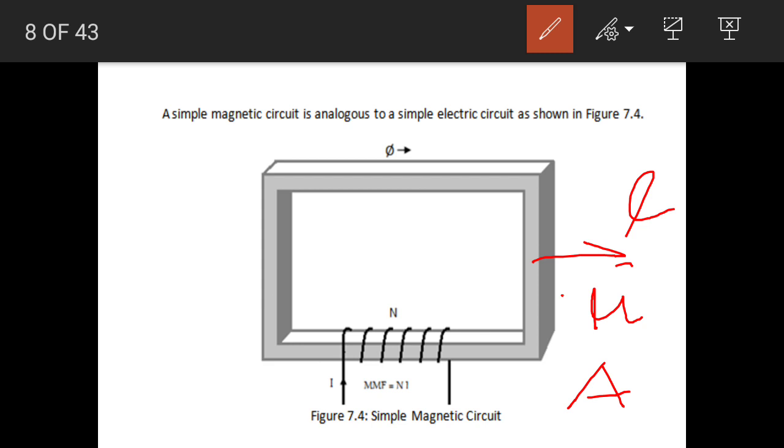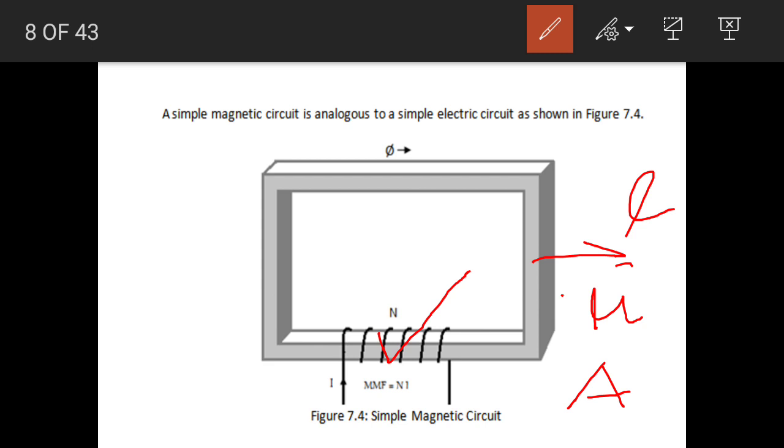So you see, we consider a rectangular ring over here. The mean length of the material is represented by small l. The permeability of this material is represented by mu, and the cross-sectional area of this material is represented by A. We place a winding of n number of turns on this material. There is a current of I ampere in this winding.